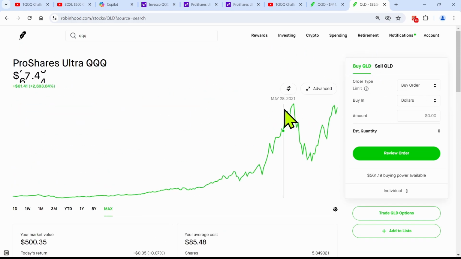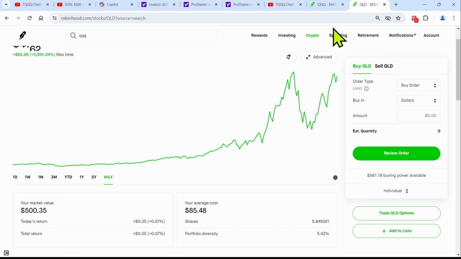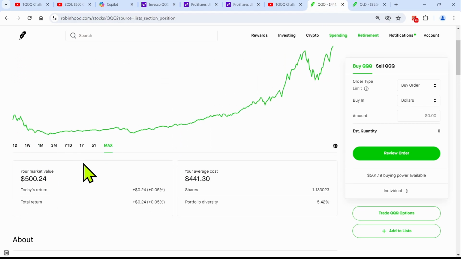This challenge promises to be an exciting journey, offering real insights into the performance of 1x bull ETF versus 2x bull ETF versus 3x bull ETF.